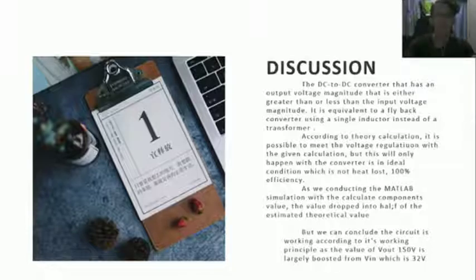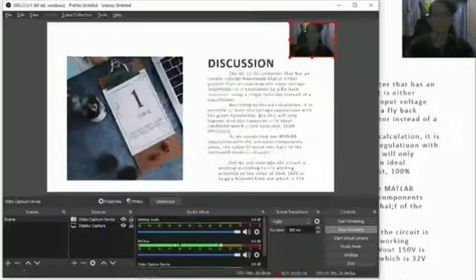As we conducted the MATLAB simulation with the calculated component values, the value dropped to half of the estimated theoretical value. Lastly, we can conclude that the circuit is working according to its working principle, as the value of V out, 150 watt, is largely boosted from V in, which is 32 watt. That's all from me. Thank you.